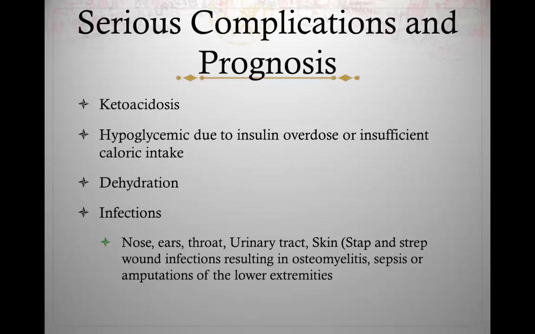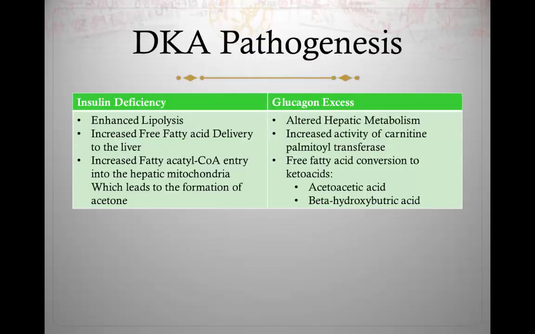Infectious processes, as we already mentioned, mainly if they're related to the skin, you have gram-positive cocci at that level, leading to staphylococci and streptococci wound infections. This could lead to osteomyelitis, sepsis, and even amputation of the lower extremities.